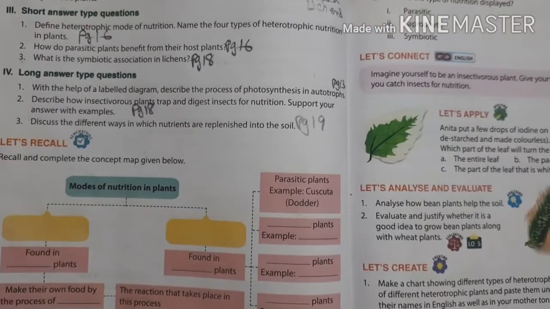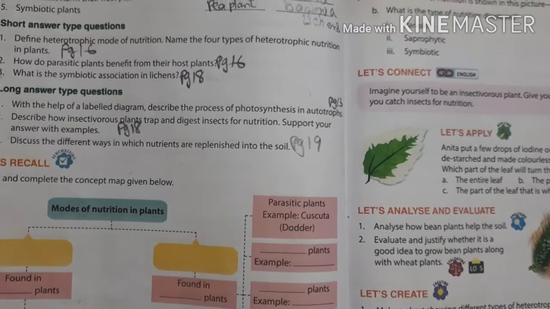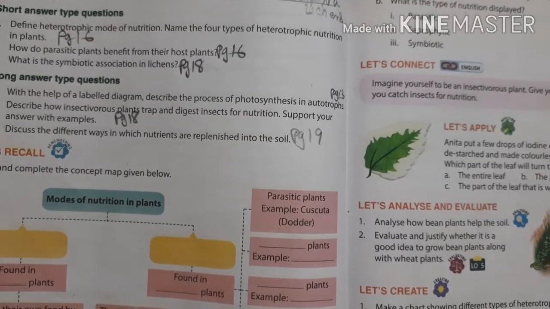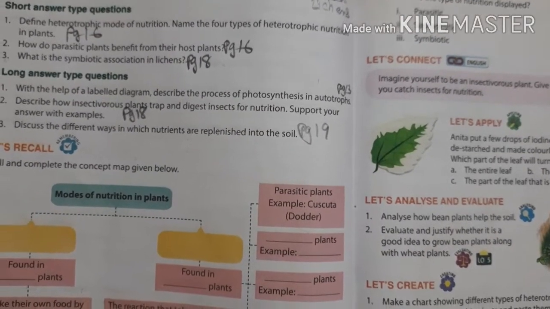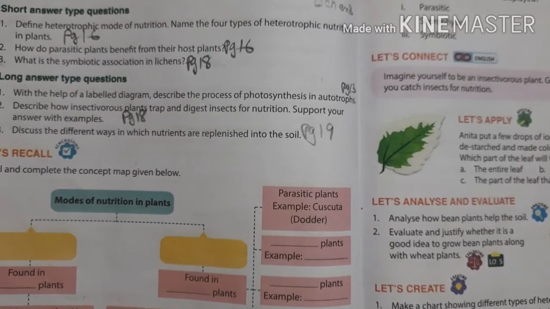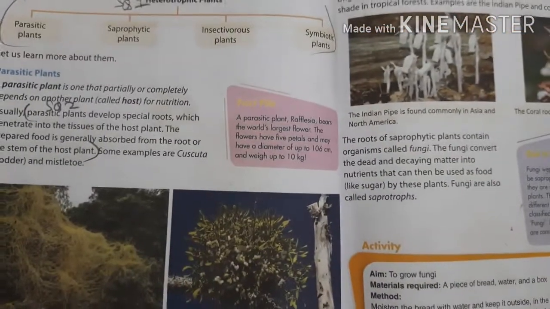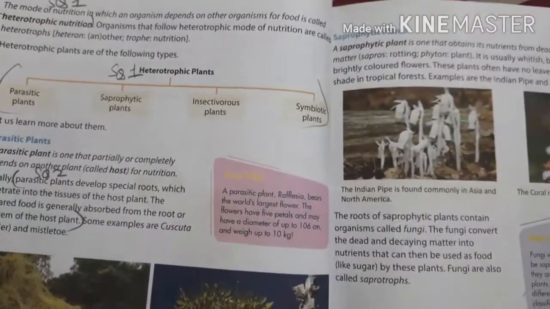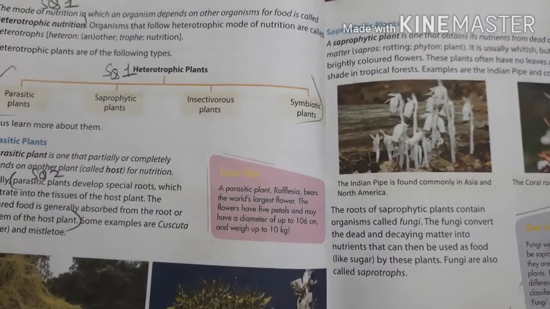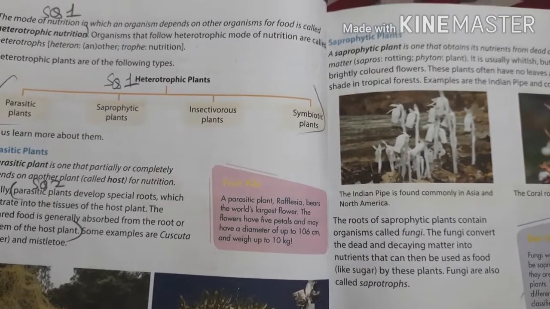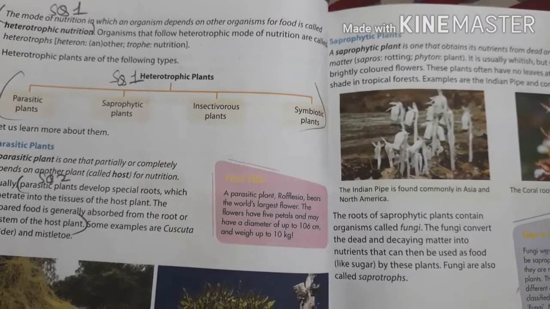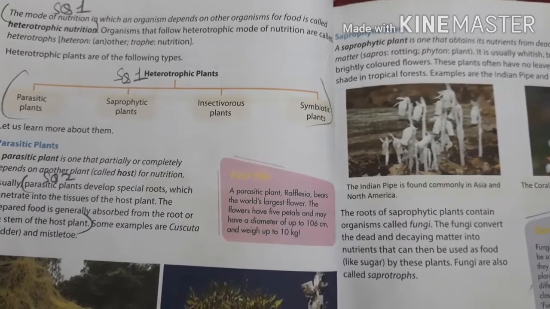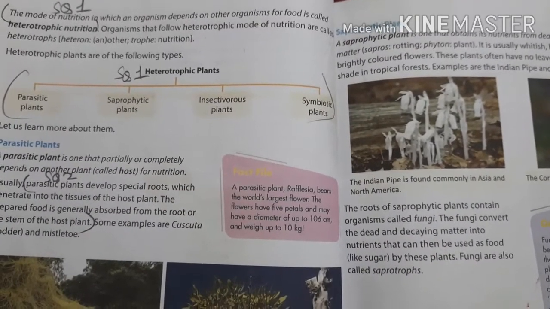First short question. Define heterotrophic mode of nutrition. Name the four types of heterotrophic nutrition in plants. The answer you will find on page number 16. So open page number 16 and see over here. I have marked here the mode of nutrition in which an organism depends on other organisms for food is called heterotrophic nutrition. Okay, till this bracket you have to write.